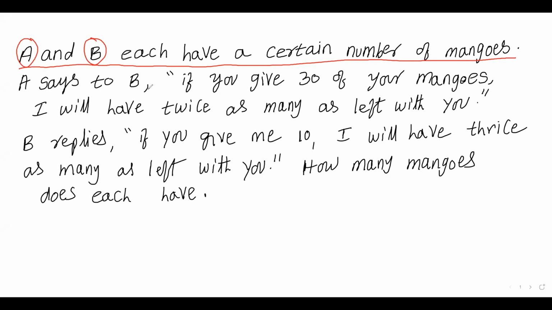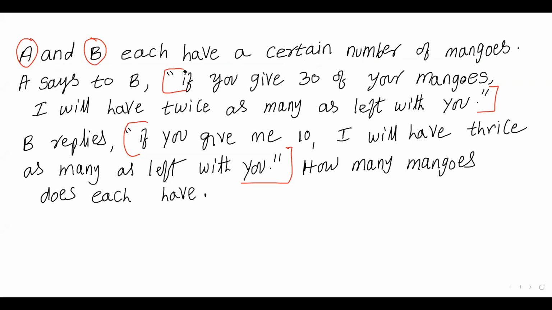A says to B, if you give 30 of your mangoes, I will have twice as many as are left with you. This is the first condition from where you should get one equation. B replies, if you give me 10, I will have twice as many as are left with you. Second condition, you will get one more equation over here. How many mangoes does each have? You have to find how many mangoes each has.